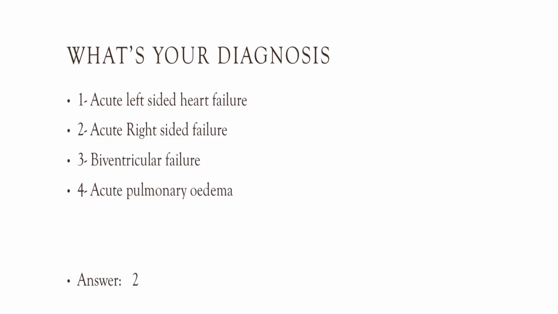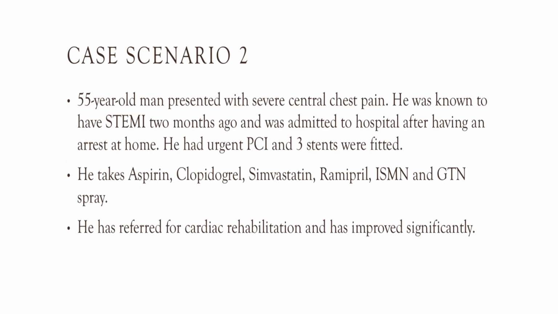This patient actually demonstrates features of biventricular failure. The pulmonary findings indicate left-sided congestion, while peripheral edema, sacral edema, and elevated JVP indicate right-sided involvement. In practice, many patients have mixed pathology. Now consider the second case.